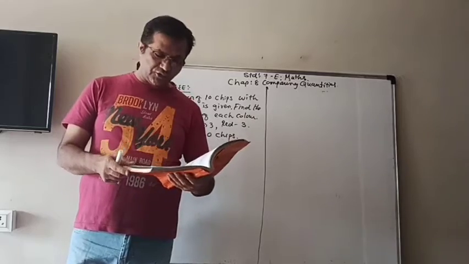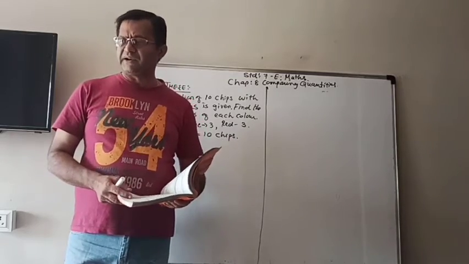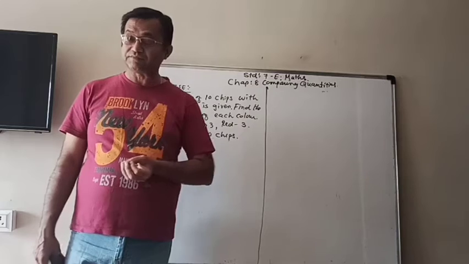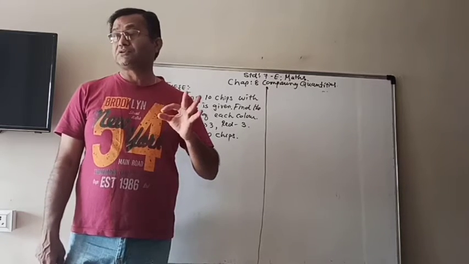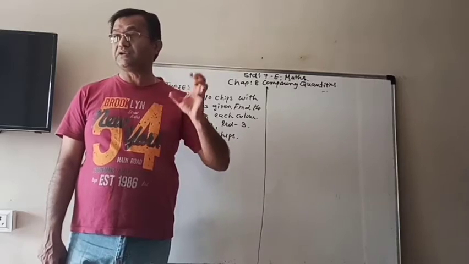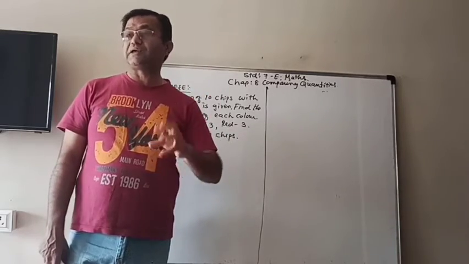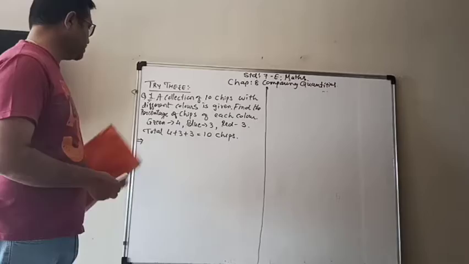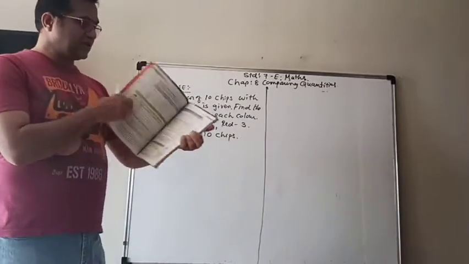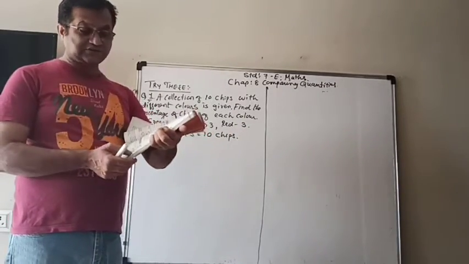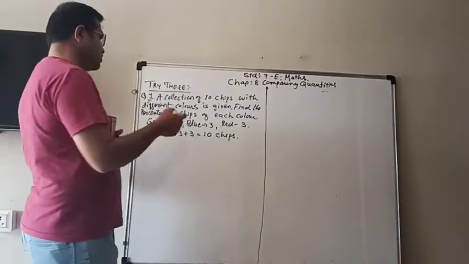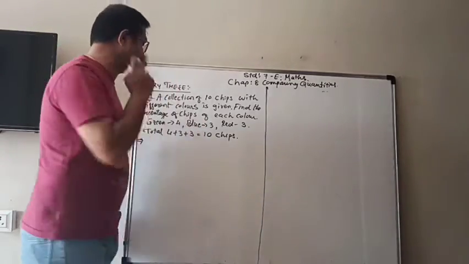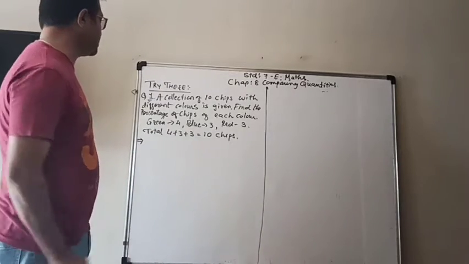Here it is given in the form of a table, but we will use the second method, so it is easier for us. I am not going to tell you to write it down in tabular form. Here you can see written at the last: green is 4, blue 3, and red is also 3. So now we will find the percentage of chips of each color.